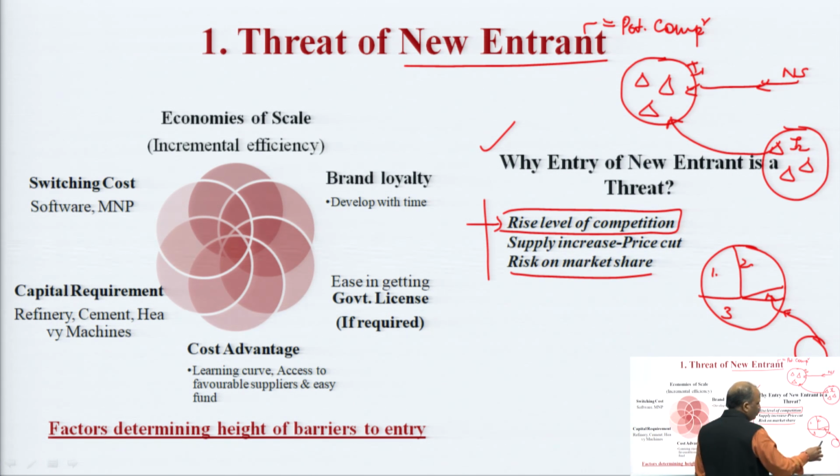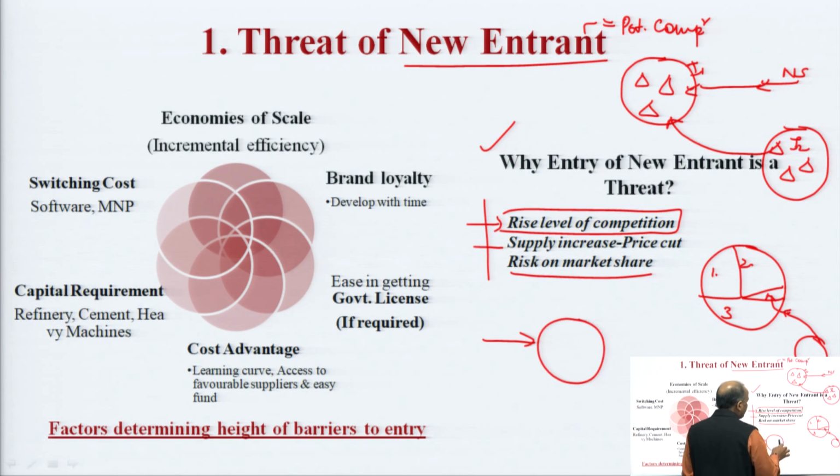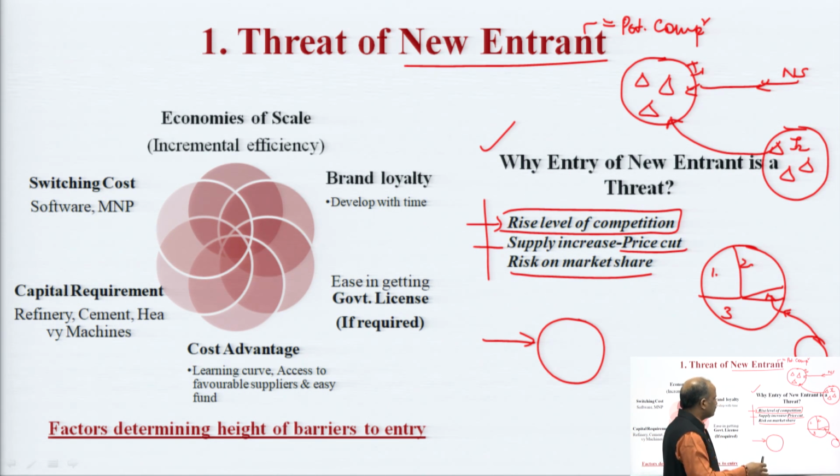Secondly, when a new entrant joins an industry, what will happen? This new entrant will produce something, and whatever this entrant produces will increase the supply to the industry. If the supply to the industry is increasing and demand is not increasing, everybody will try to slash the prices so that more demand can be generated or more volume of the commodity can be sold. So that's where we say that entry of the new entrant is a threat.